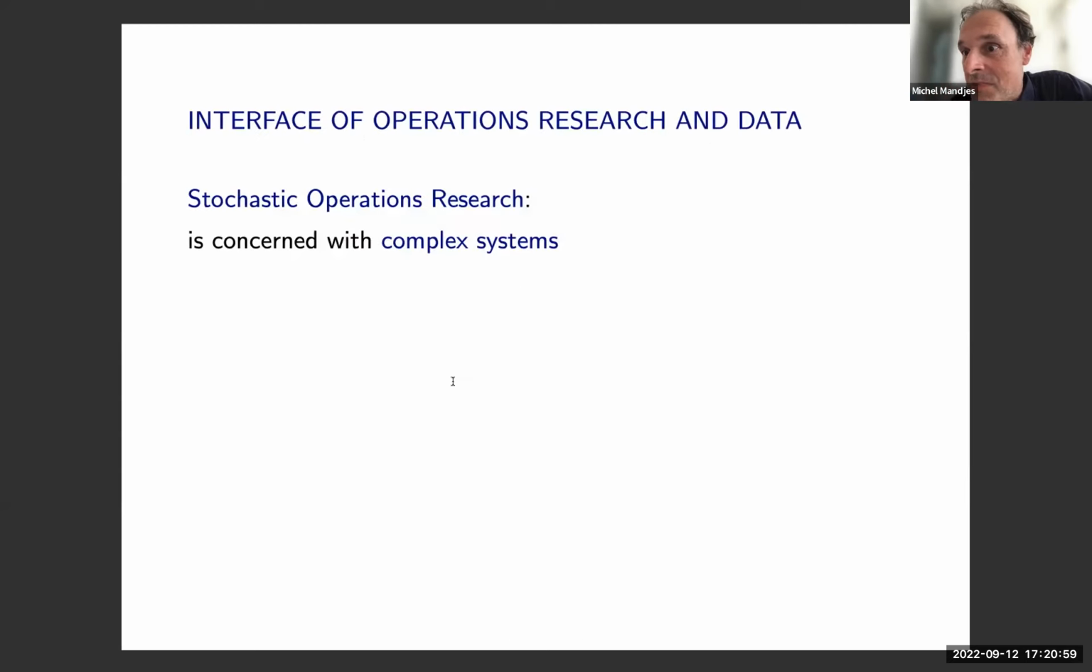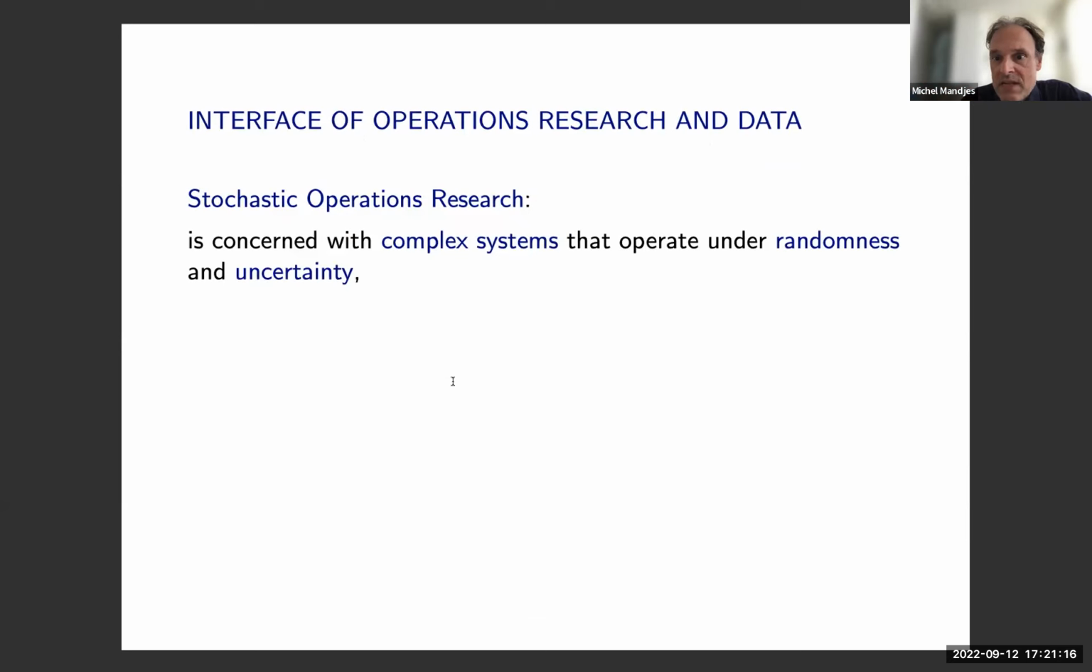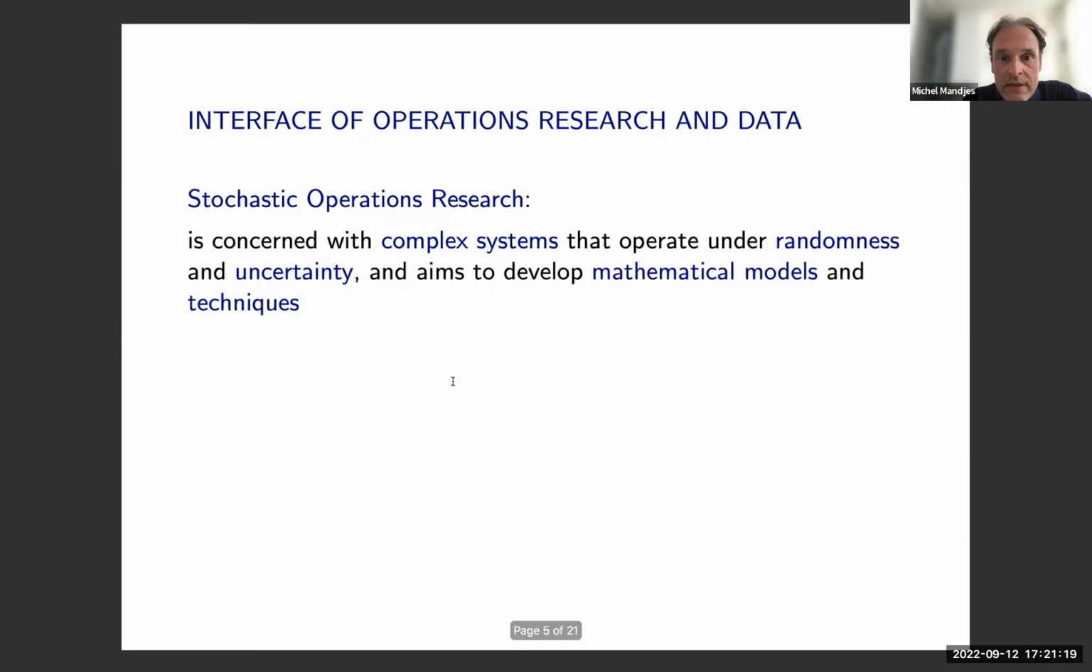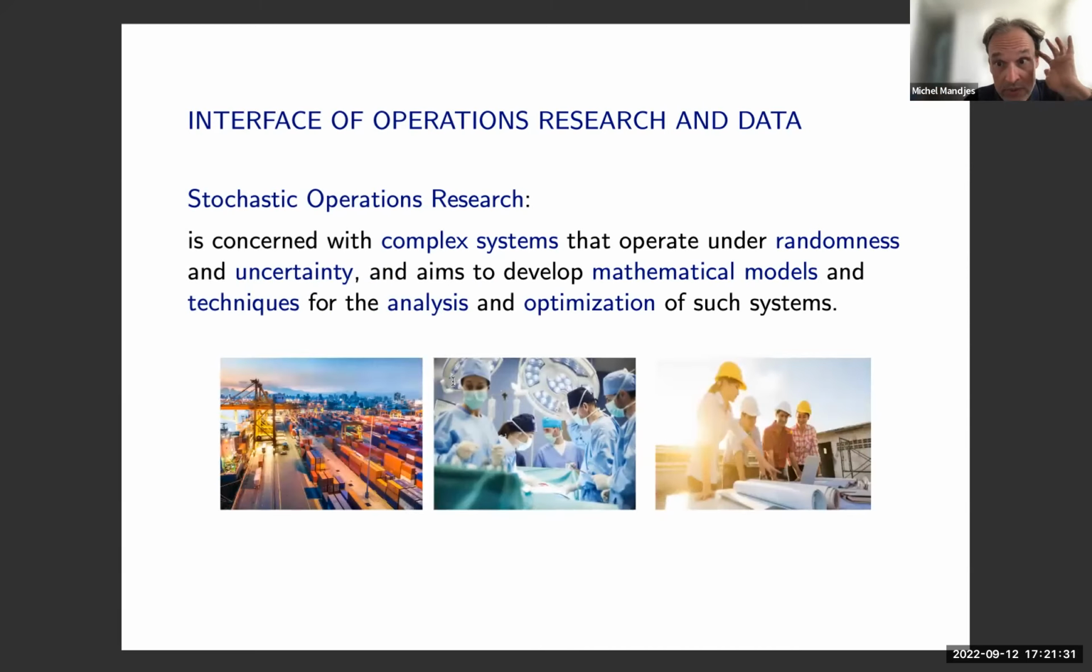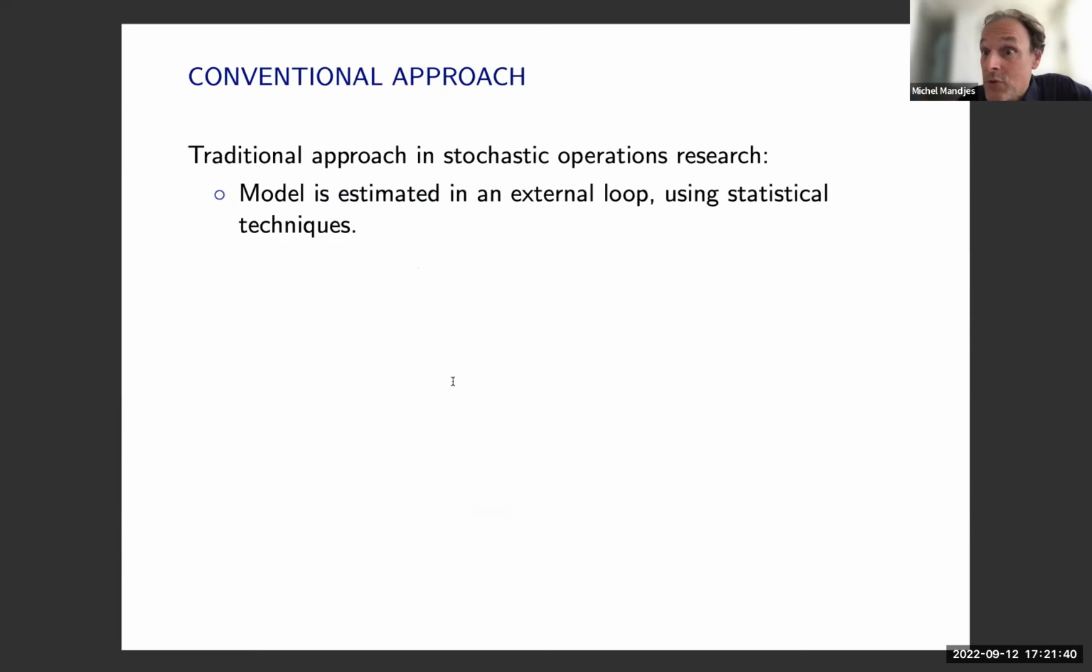Yeah, so let's start my comments on Gal's story with my general view on the area in terms of the relation between OR and data. Well, stochastic operations research, I guess, is the area that we're in, and that works with complex systems that operate under randomness and uncertainty, aiming to develop mathematical models and techniques for the analysis and optimization. So I think that is basically what all of us are working on. And, well, you know, the application areas: transport, logistics, healthcare, maintenance. And the question is, well, how do you solve those problems?